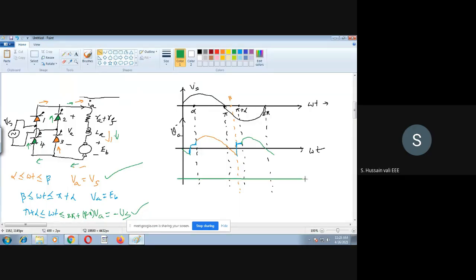Then we'll go and draw the current waveform Ia.